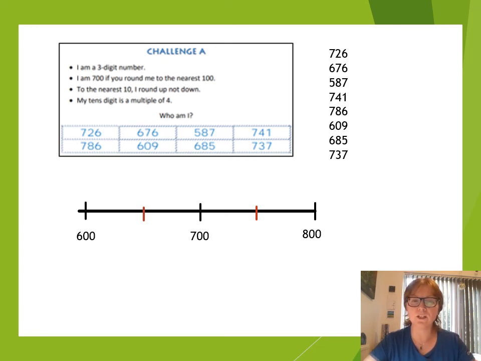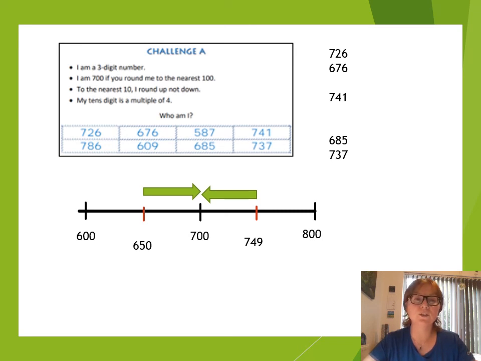If we look at all of our numbers, we can see that all of the numbers with the exception of 587 fall between 600 and 800. So if we think about it, any number that is 650 or more will round up to 700, and any that is 749 or less will round down to 700. So any number that falls within that range will still be part of our set. If we get rid of the others, we are left with 5 numbers.